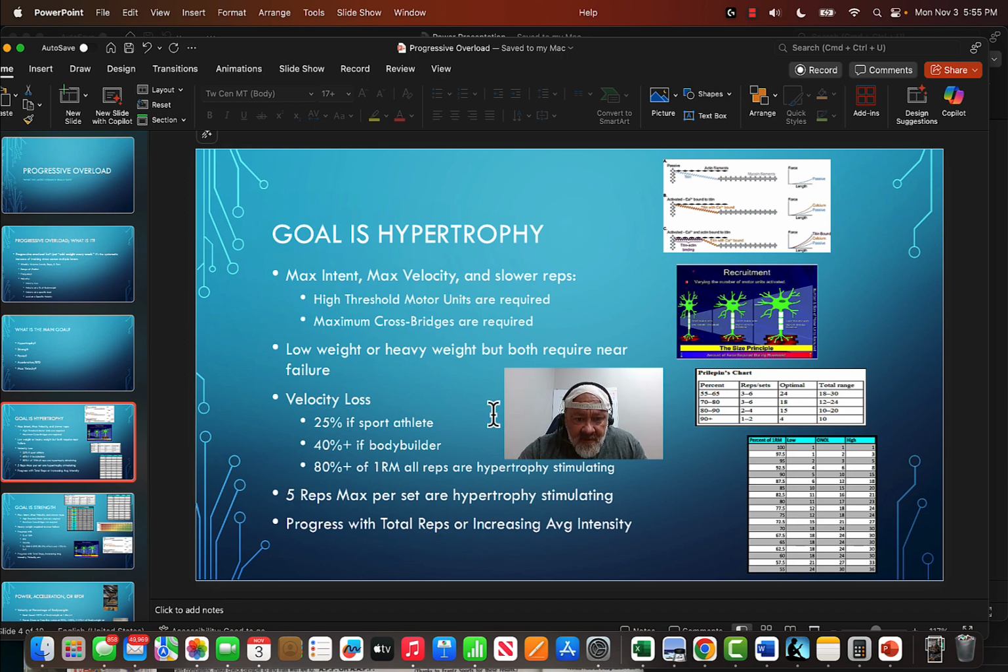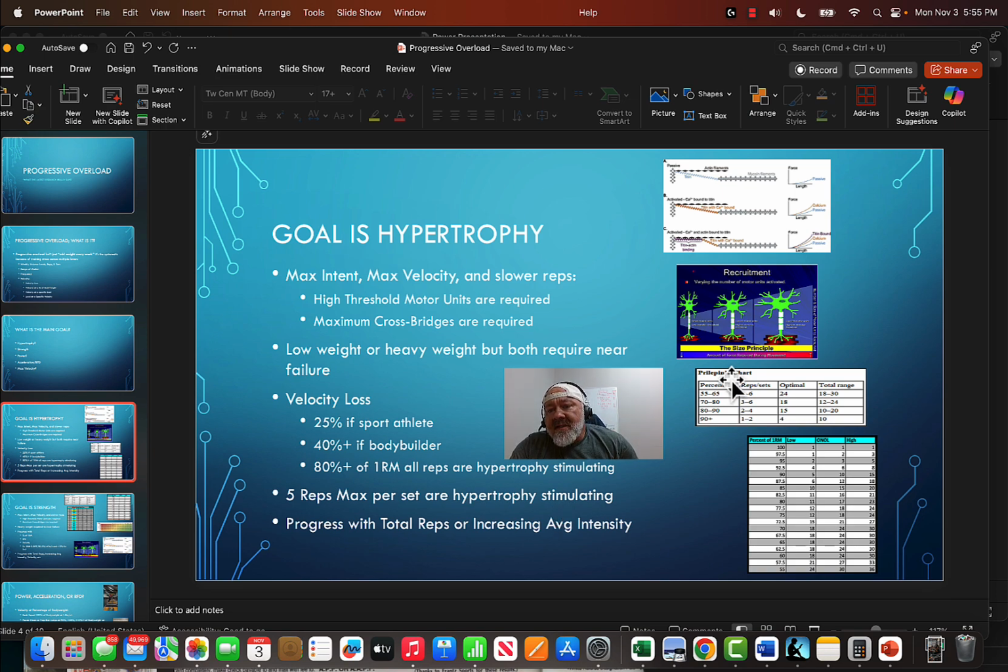So the number one driving force of hypertrophy is mechanical tension, and it requires maximum intent, maximum velocity, meaning you're going as fast as you can, but it's going to be slower because you're getting close to failure. So you're going to progress. You can progress this with total reps or increasing average intensity. It doesn't really matter. Using a little bit of both is what I recommend.